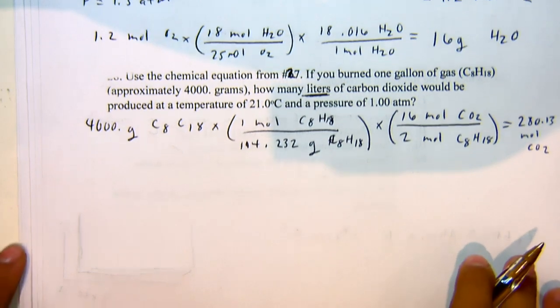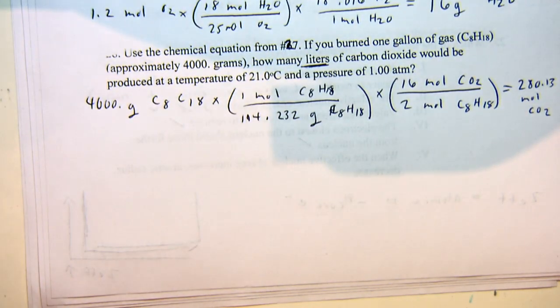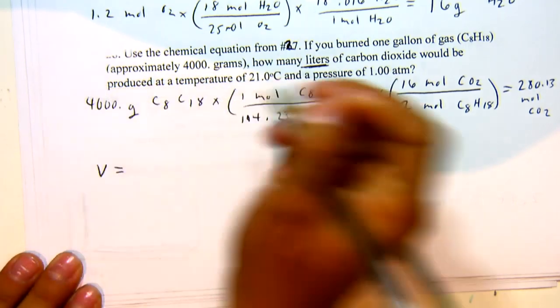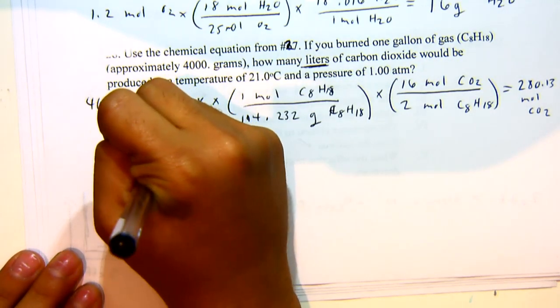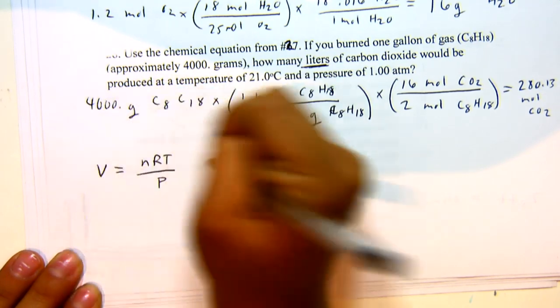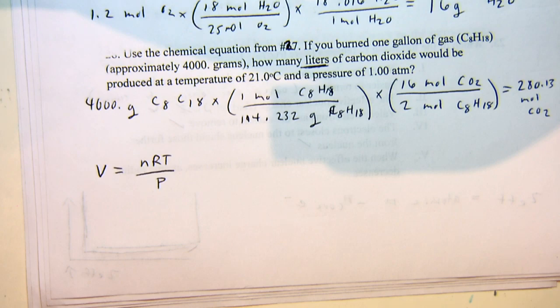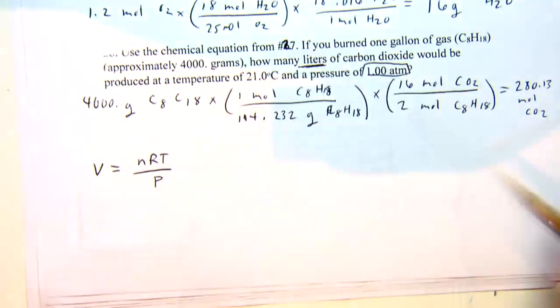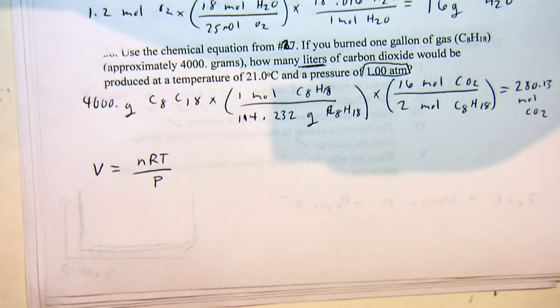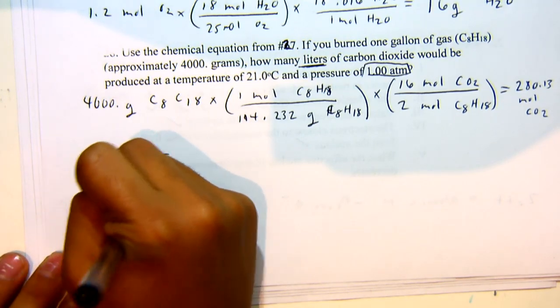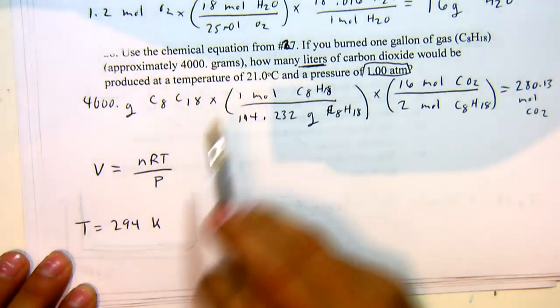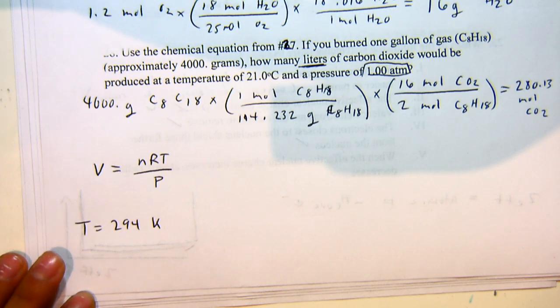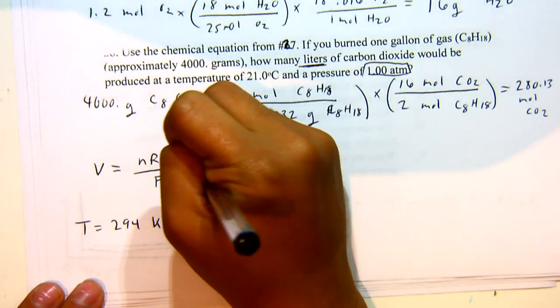Now, once again, we're using the ideal gas law, and because we're looking for volume, we're going to manipulate the equation to solve for volume, which is going to look like V equals nRT over pressure. Once you fill in everything that you have, here is the pressure, and 21 degrees Celsius we're going to change to Kelvin, so we'll end up with 294 Kelvin. And we already have our moles, so you'll go ahead and insert all of that.